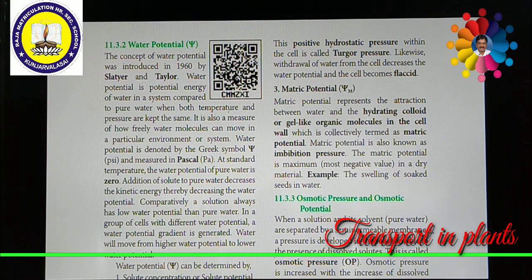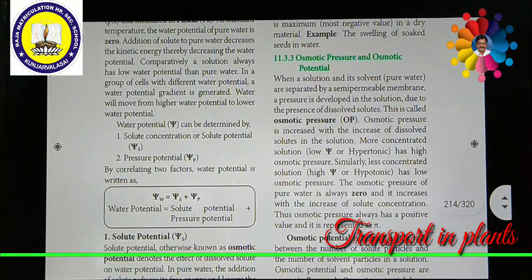Usually, water moves from higher water potential to lower water potential. How much salt is added to the pure water determines the solute concentration, which is the solute potential, psi s. Then how much pressure there is, that is the pressure potential, psi p. In common conditions, water potential psi w equals solute potential plus pressure potential, that is psi s plus psi p.